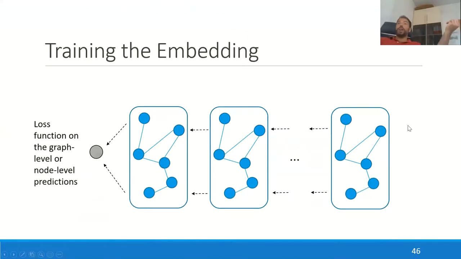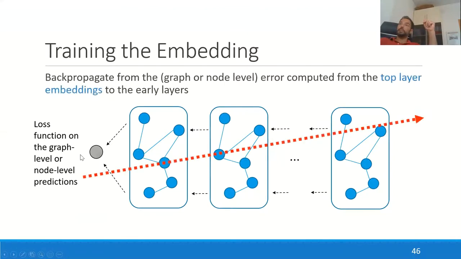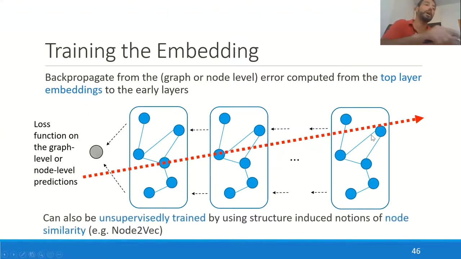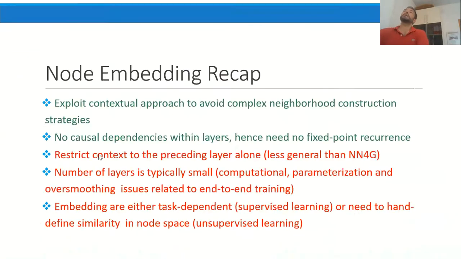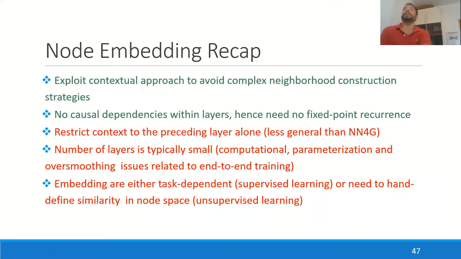These embeddings can be trained based on a supervised error at the end of this layering, so basically backpropagating through all these layers, assuming everything in here is differentiable, typically. You can also train unsupervisedly using an appropriate loss at this point here. Now, what we have obtained is an effective way to obtain context propagation from further nodes in a graph to every other node in the graph by simply putting enough feed forward layers.